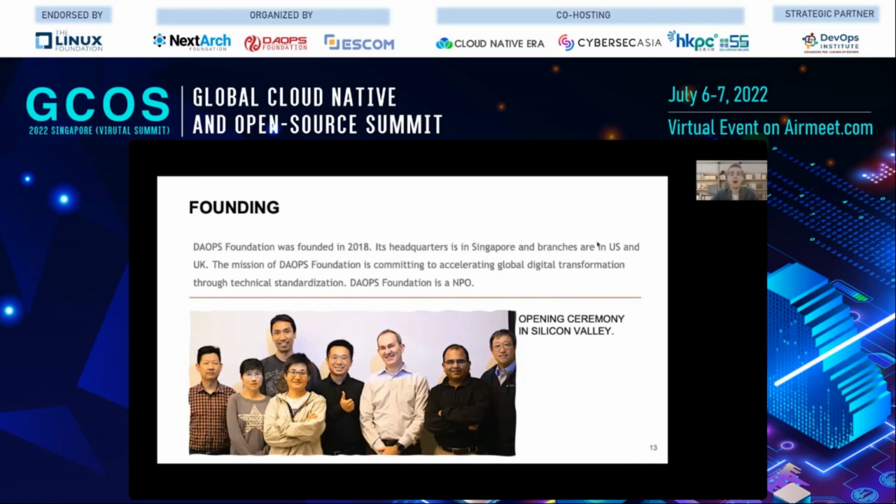You might wonder how our organization was founded. DAOOps was founded in 2018. DAOOps is headquartered in Singapore and has branch offices in the US and UK. The mission of the DAOOps Foundation is committing to accelerating global digital transformation through technical standardization. DAOOps Foundation is an NPO. And here's an image of our opening ceremony in Silicon Valley. You might recognize KK, of Jenkins, and other outstanding leaders in the DevOps field.